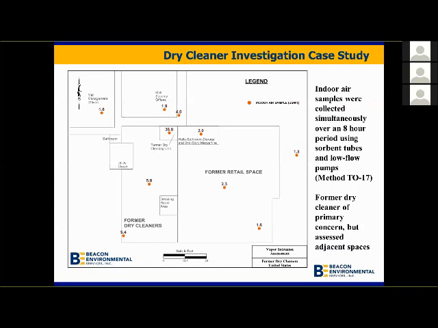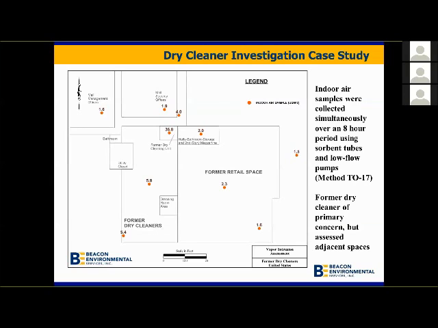The consultant first wanted to sample the indoor air not only in the 2 spaces to be renovated, but also in the other adjoining spaces and hallways. Samples were collected over an 8-hour period in the breathing zone at approximately 1.5 meters above the floor using sorbent tubes and low-flow pumps following method TO17.